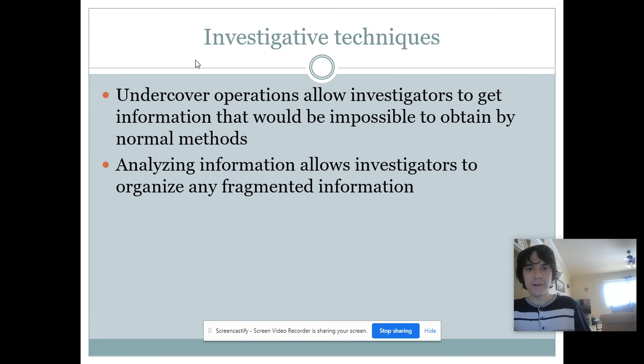Investigative techniques is my next slide, one of which is undercover operations, which allows investigators to get information that would be impossible to obtain by normal methods. And it's an easy way to gain the trust of organizations to provide valuable information to officers. The next one is analyzing information. This allows investigators to organize any fragmented information, and this can happen a lot because police officers or investigators in general can get their sources from different people, and sometimes it can be a little hectic. So being able to organize it and manage it properly is important.